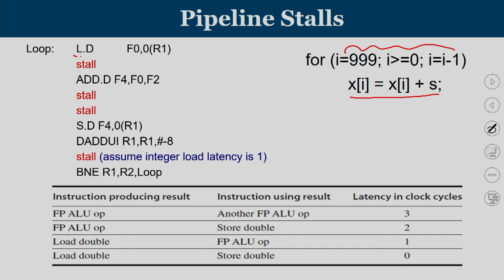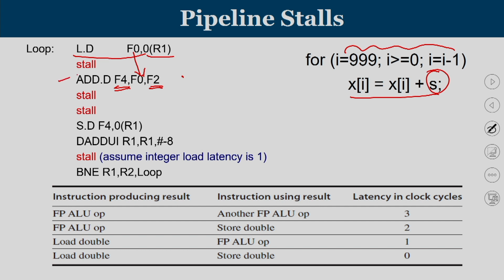You are loading the first value into F0. We will assume that the data is of double precision type. So, you are loading the value into F0 and 0 plus R1 will give you the effective address. Now, once the value is loaded, I have to add, so the value is F0 and I have to add F2. This F2 corresponds to your S. The value of S is stored in F2. I am going to add that constant value S into the previously loaded value. I will get the result in F4.